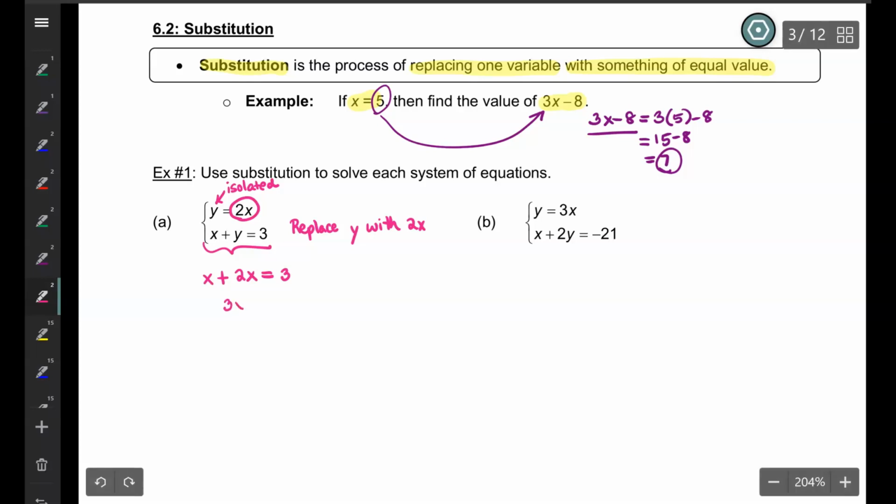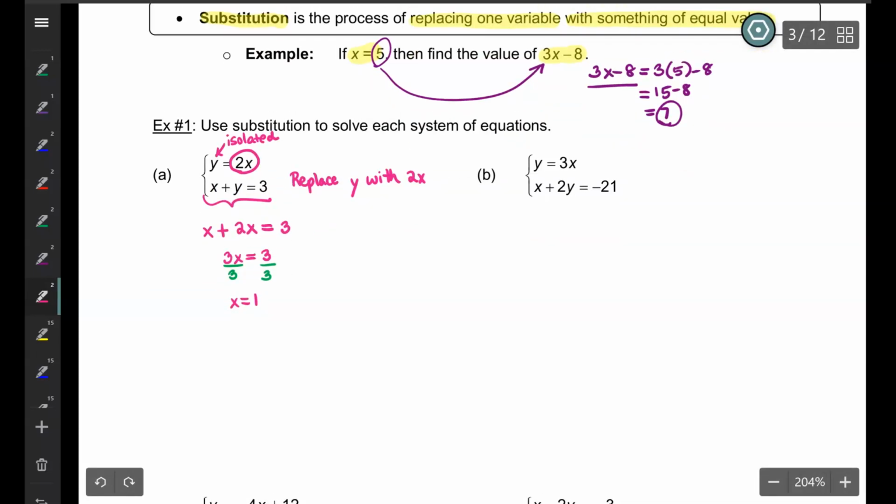We're going to combine like terms. We get 3x equals 3. Divide both sides by 3. And we get x equals 1. Now, we're not finished here. Once we get x equals 1, remember when we had a solution, that means we have to plug it back in to find out what the y value is. We're always going to have 2 values.